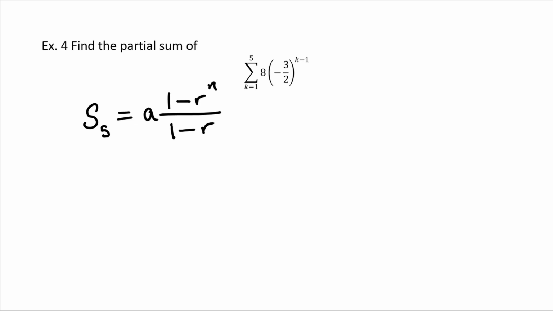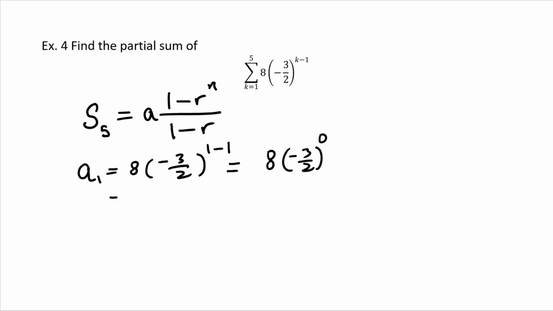But let's go ahead and check. So we'll see, the first term is going to be 8 times negative 3/2 to the 1 minus 1, which would be 8 times negative 3/2 to the 0, which would be 8. So it checks. Now let's use the formula.